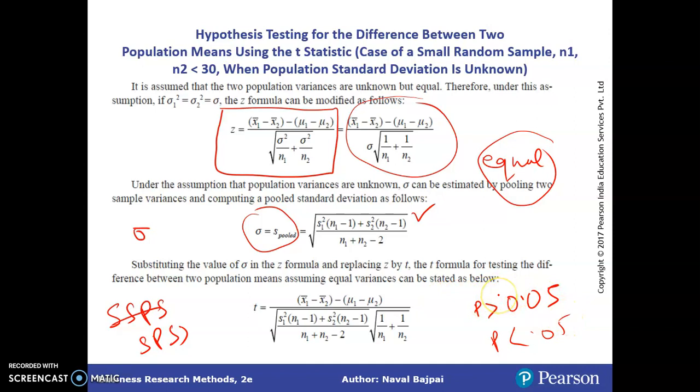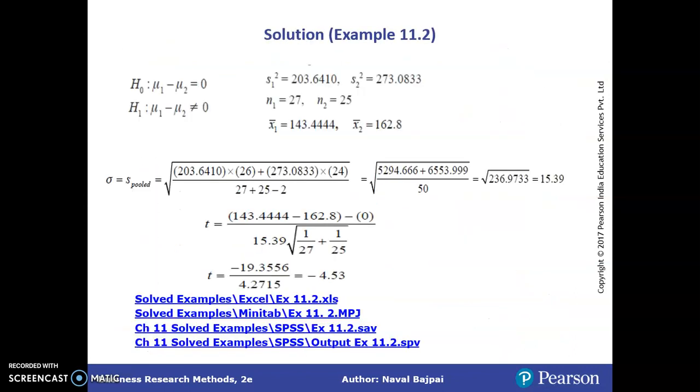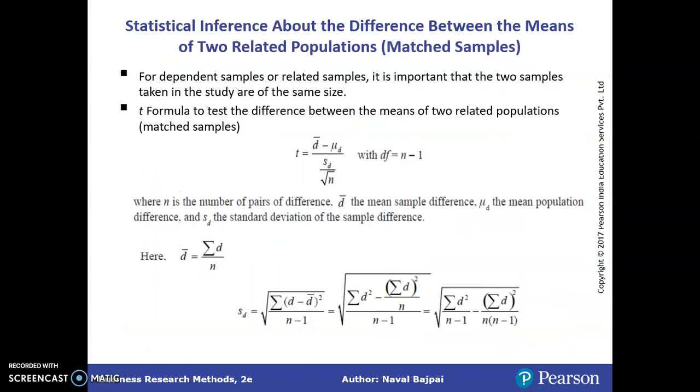But in your case, most of the time it will be given what you should assume. In the question itself, you'll get whether you should assume the variances as equal or not. So you need not bother much about it, except that if it is given that the variances are equal, you should use this formula. Otherwise, you should use another formula. Let me show you the other formula.